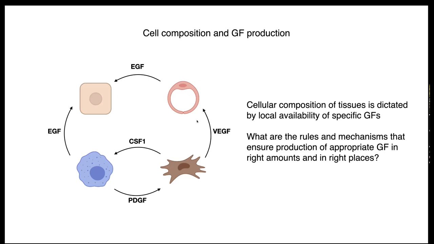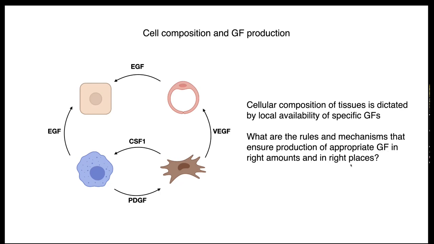Endothelial cells will have VEGF and other angiogenic factors, and each cell will have different growth factors depending on what their identity is. So the question becomes, because the cellular composition is a function of local availability of specific growth factors, what kind of cell, in what amounts, in what location you will have in the tissue is entirely dictated by local provision of growth factor in a particular place in particular amounts. So then the question becomes, what are the rules and mechanisms that ensure production of appropriate growth factors in the right amounts in the right places?